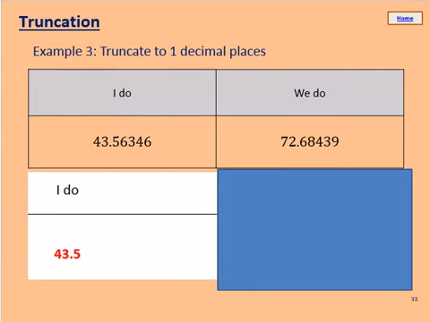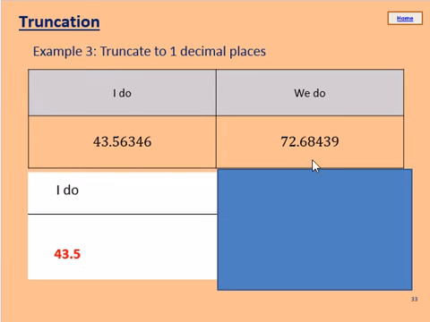So this time we're truncating to 1 decimal place. So 43.56346. So really easy. 1 decimal place is this 5 here, and we ignore everything after it. So this 6 doesn't round up the 5, we just ignore everything after 1 decimal place. So imagine drawing a line and then just chopping the rest of the numbers off. 43.5, that's our answer.